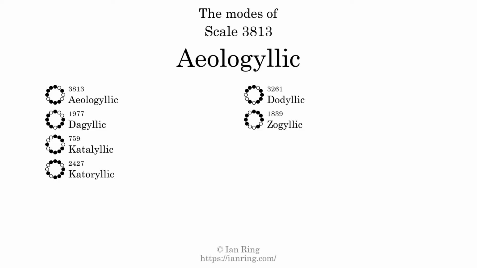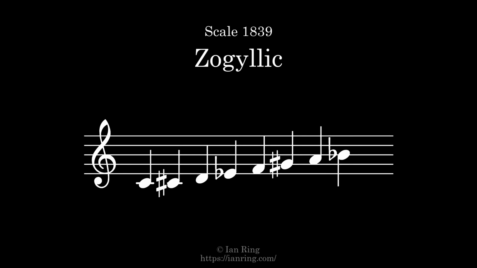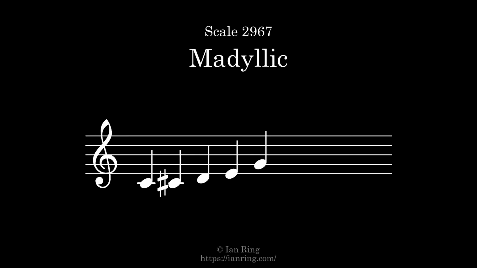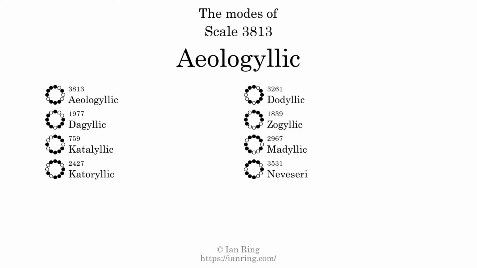The sixth mode is scale 1839, also known as Aeologyllic. It sounds like this. The seventh mode is scale 2967, also known as Aeologyllic. It sounds like this. The eighth and last mode is scale 3531, also known as Anniversary. It sounds like this.